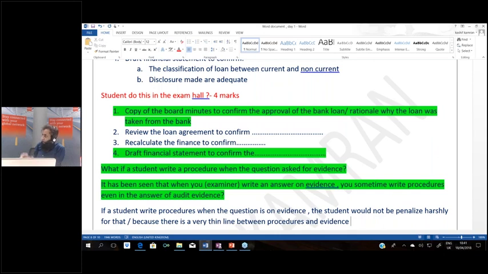Is that clear to everyone? You should stick to the rule, because if you are clear on evidence and procedure, that's very good. So you should stick to the rule, all the attendees, right? But mistakenly, you were writing 5 evidences, and mistakenly you wrote 1 procedure. So will you be penalized harshly for that?